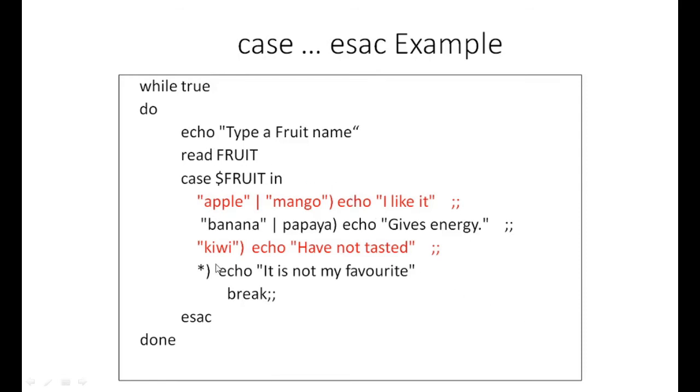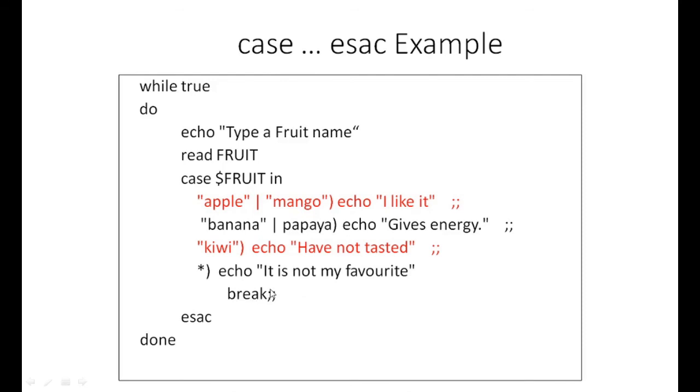This is another example. Here I just say if that fruit value is apple or mango, then I echo "I like it". So I can use this pipeline symbol to specify multiple values. So if that fruit value is banana or papaya, I say it is giving energy. If it is kiwi, I have not tasted that. And then if any other value, other than apple, mango, banana, papaya, kiwi, I say it is not my favorite, and then I have a break statement here.